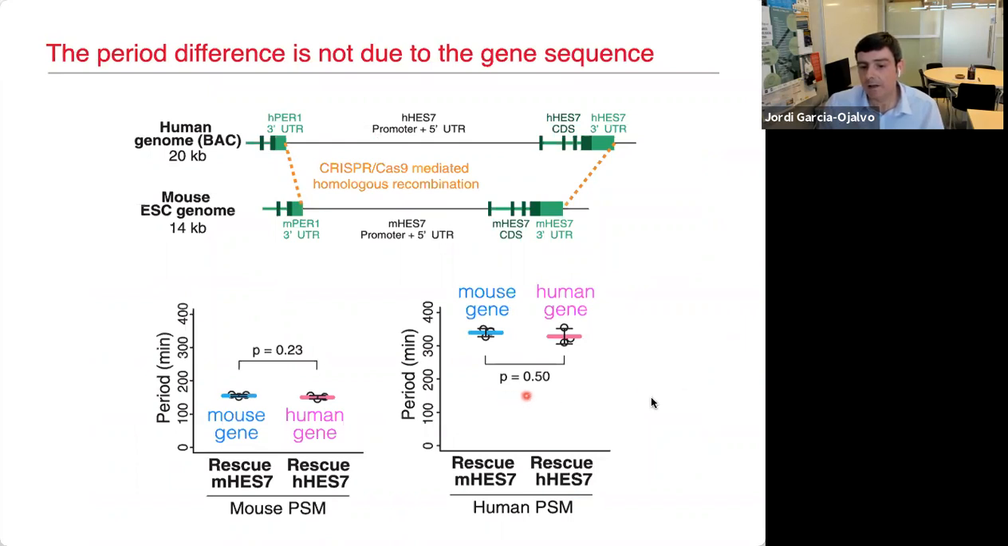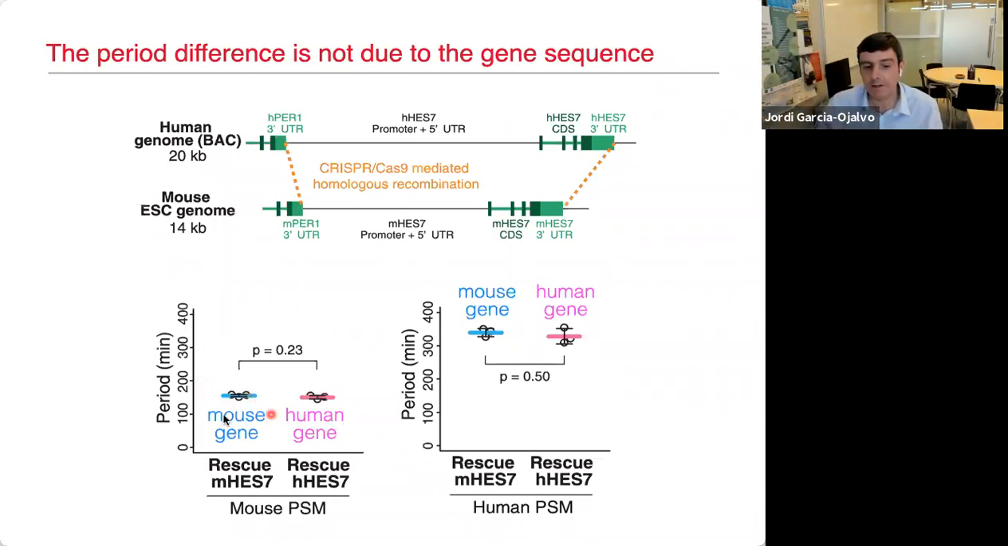So one thing that Miki and their collaborators did, in what I think are very nice experiments, is the following. They take mouse PSM cells, they eliminate the mouse version of the gene, and they substitute it by the human version. This is what we call here rescue. So these are the mouse cells here, and we knock the gene out, we eliminate the native HES7 gene, and we can substitute it by, again, the same copy of the mouse. So this is just a control, and you can see that this is the period, 150 more or less minutes. And what we can see is it doesn't matter. You can use the mouse version of the gene or the human version of the gene, and you get the same period, okay?